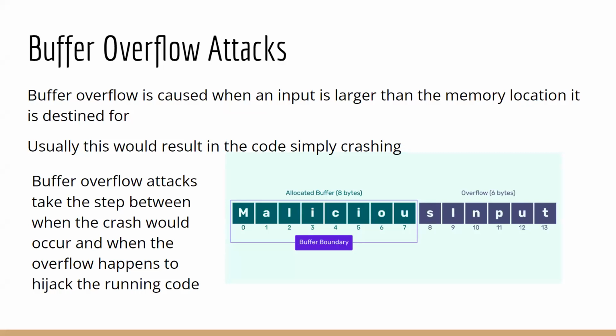Buffer overflow is caused when an input is larger than the memory location it's destined for. As you can see from this image, they were only expecting those first 8 bytes, but 14 were given. Usually the code crashes in this case. However, a buffer overflow attack takes the step between when that crash happens and when the overflow happens to hijack the running code. So how is that done?